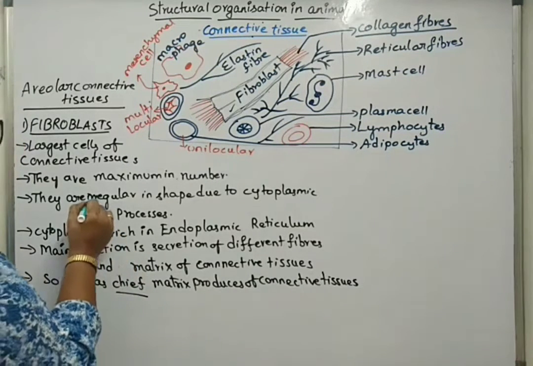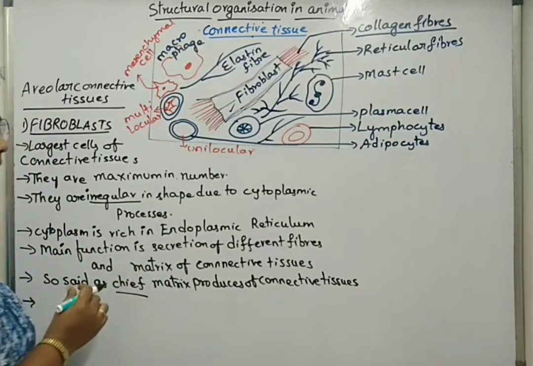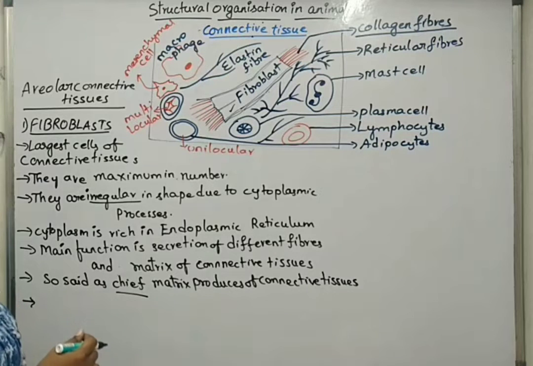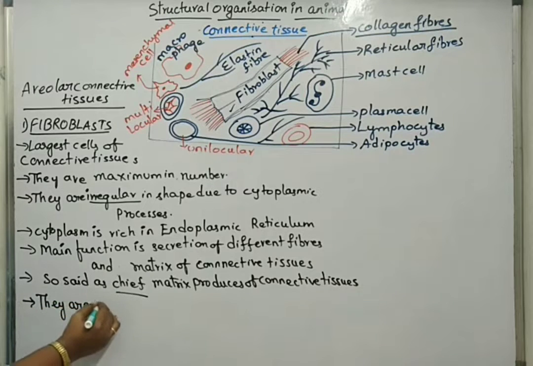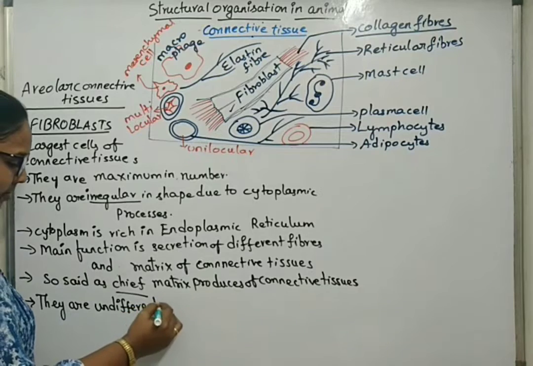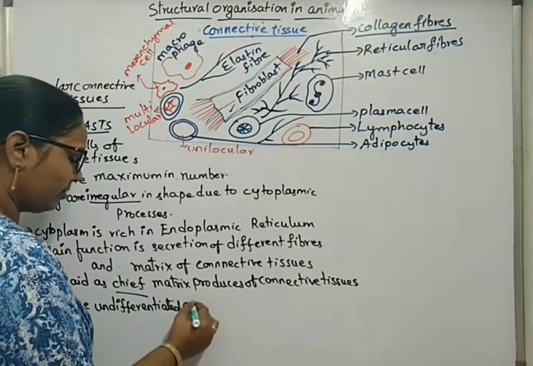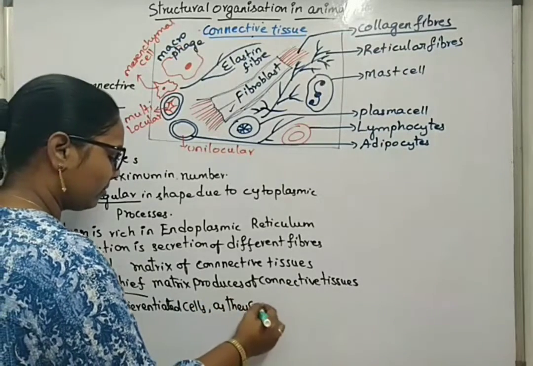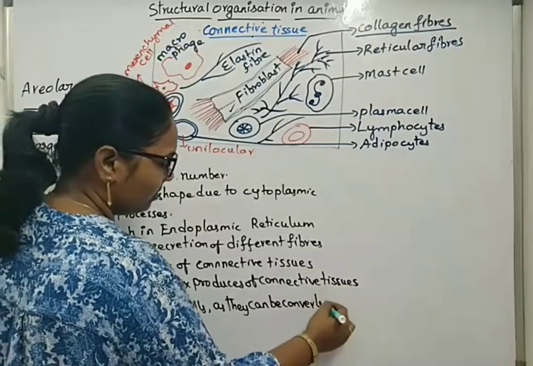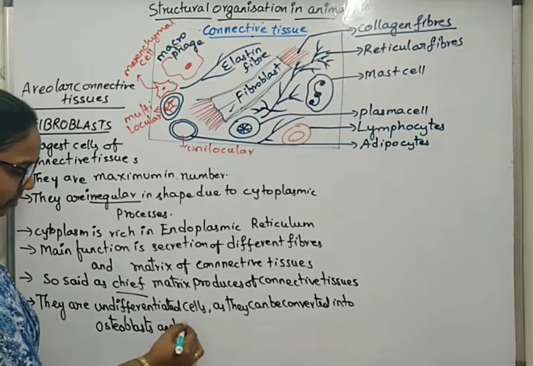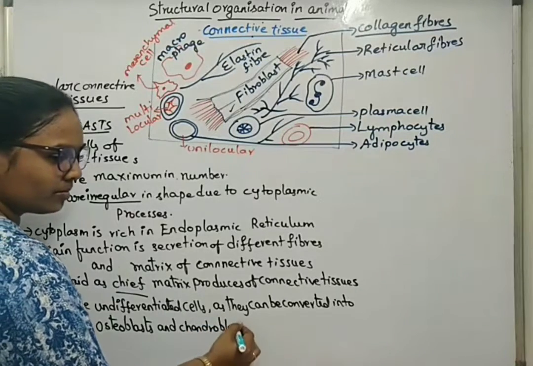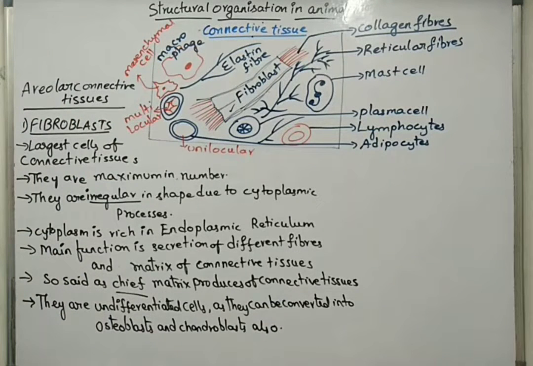These fibroblasts, here we have used a term like they are irregular in shape. This is also used with a term like they are undifferentiated cells, and they can be converted later according to the requirement of the body into osteoblasts and chondroblasts also. So these are few points about fibroblasts.